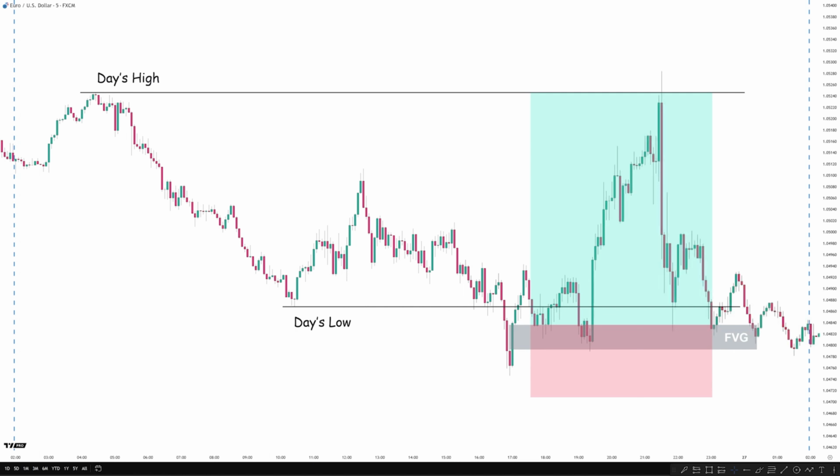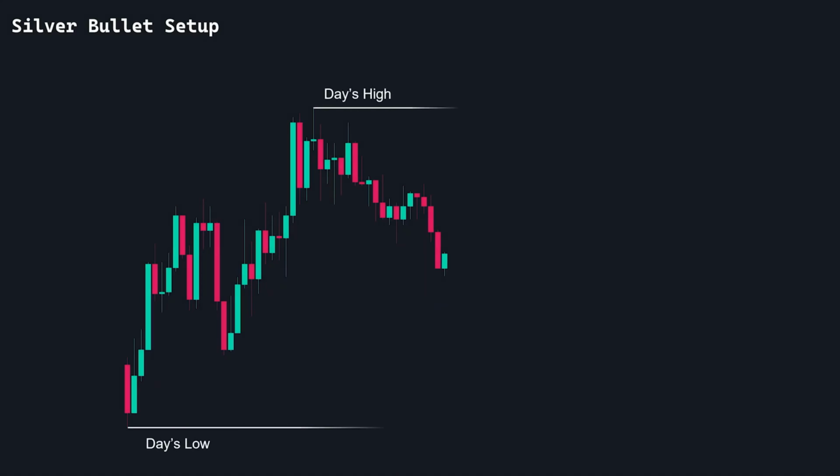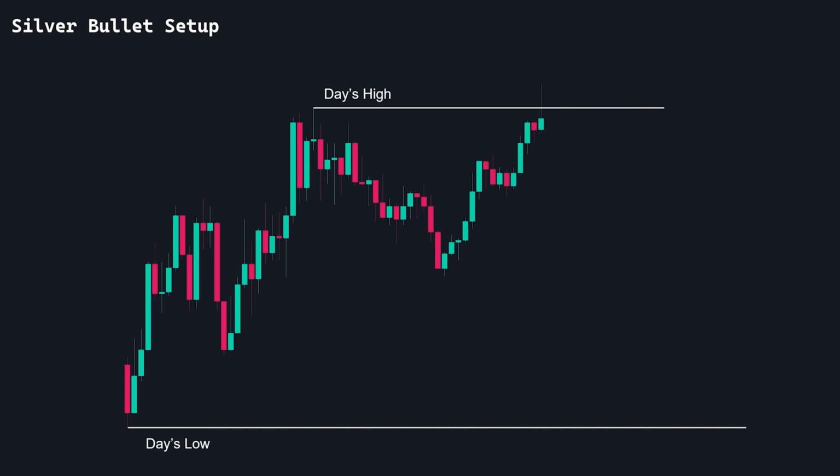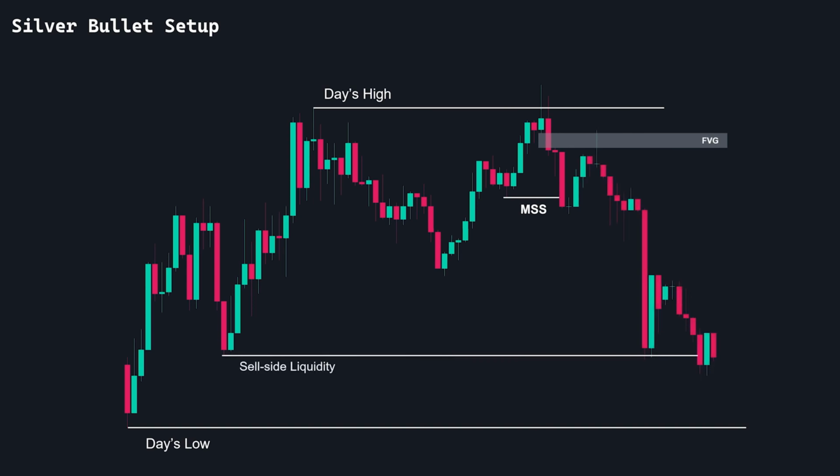Now let's go over the silver bullet strategy step by step one more time. First, mark the day's high and low before the New York session opens. Next, wait for the price to sweep liquidity beyond these levels and return inside the range. Then look for a market structure break below a key demand level to confirm the reversal. After that, identify a fair value gap and set your entry within the zone, and set your targets at important resistance levels.